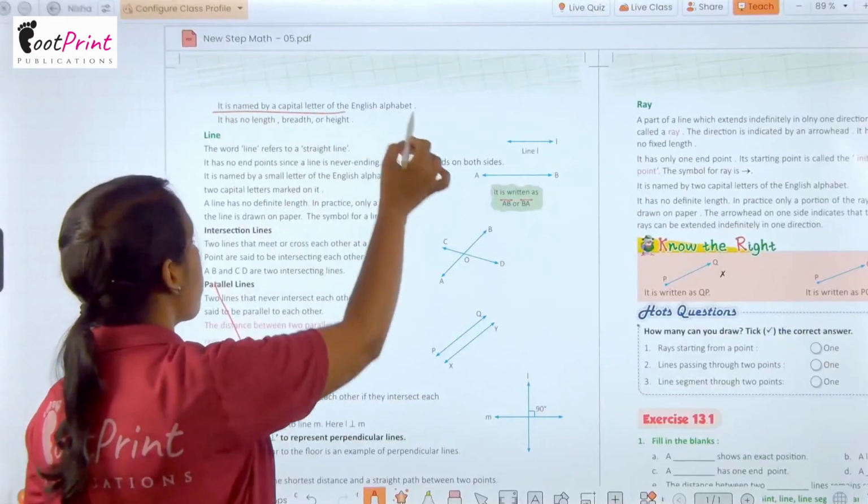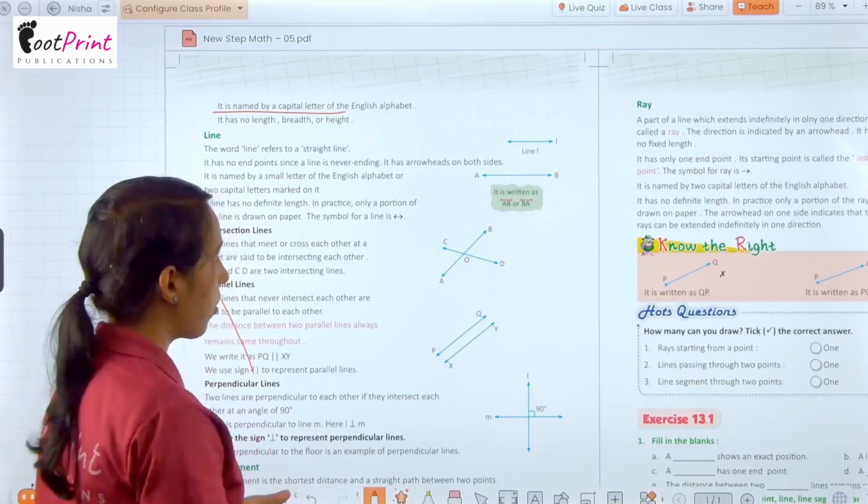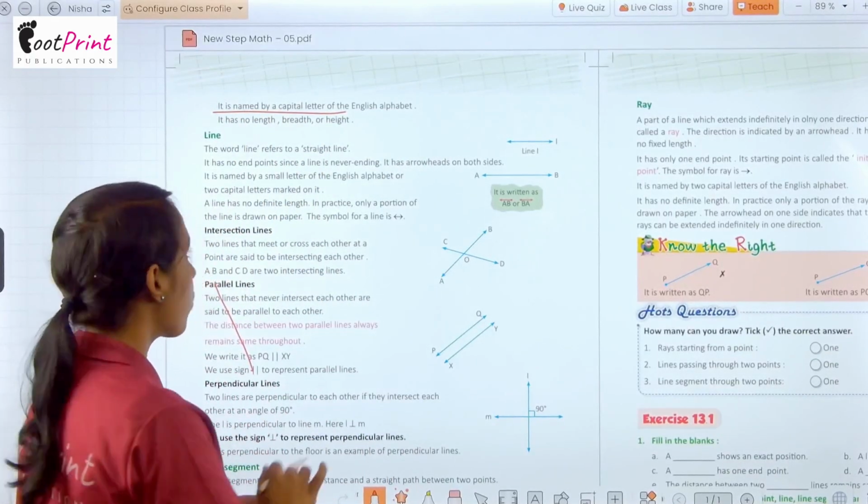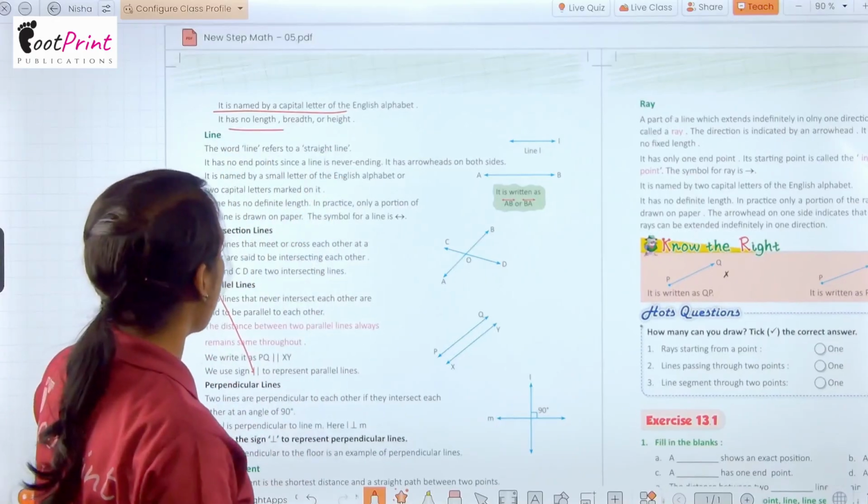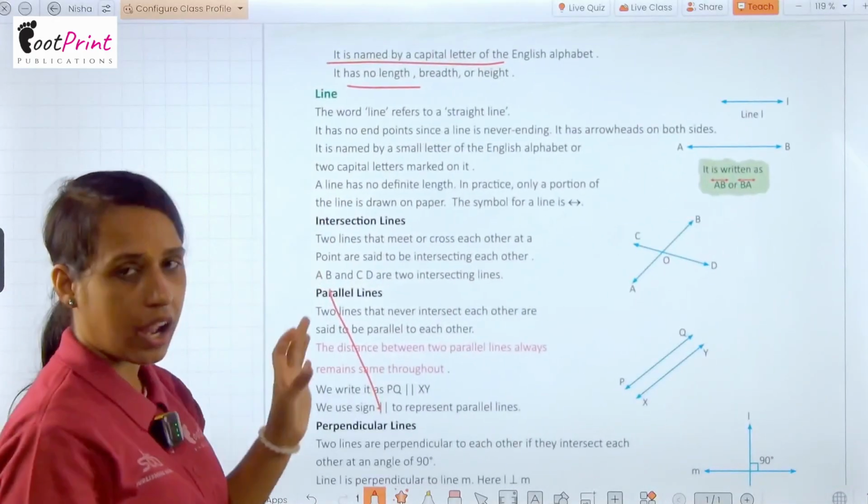Now it is named by a capital letter of the English alphabet, whatever you want to give, and it has no length, no breadth, and no height.